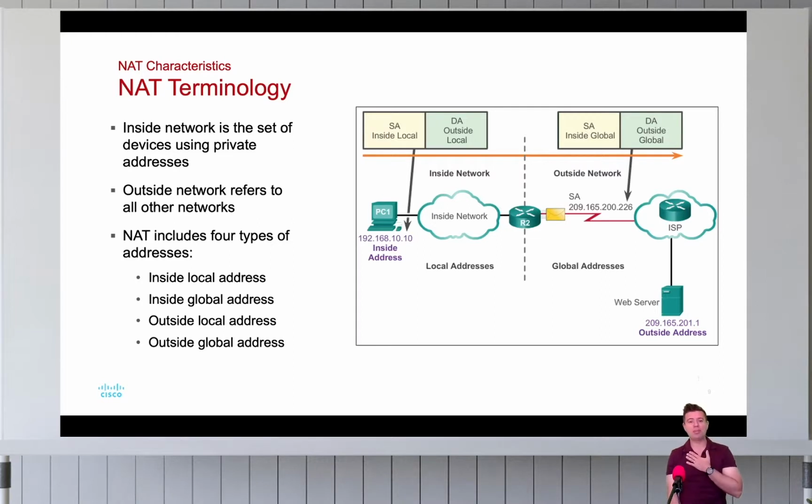Basically, from our perspective, if we look at it from the inside of a network, an outside local address and an outside global address look the same to us. Think about that for a second. The outside global address is the public address. So that is something that everyone sees, a public IP address.